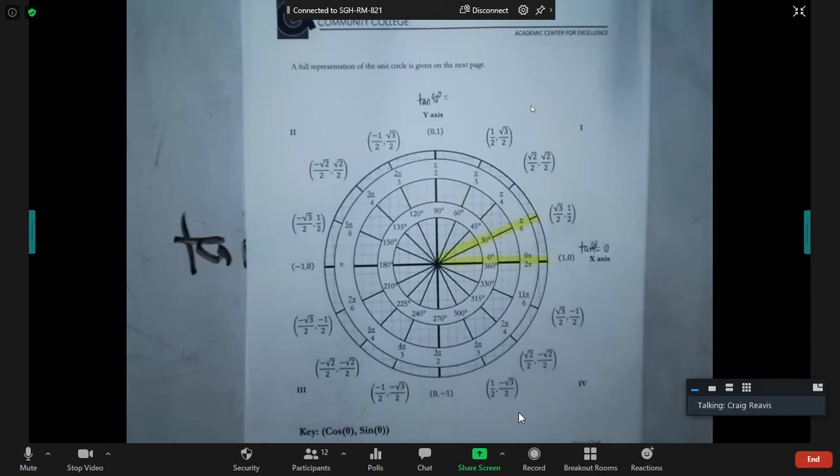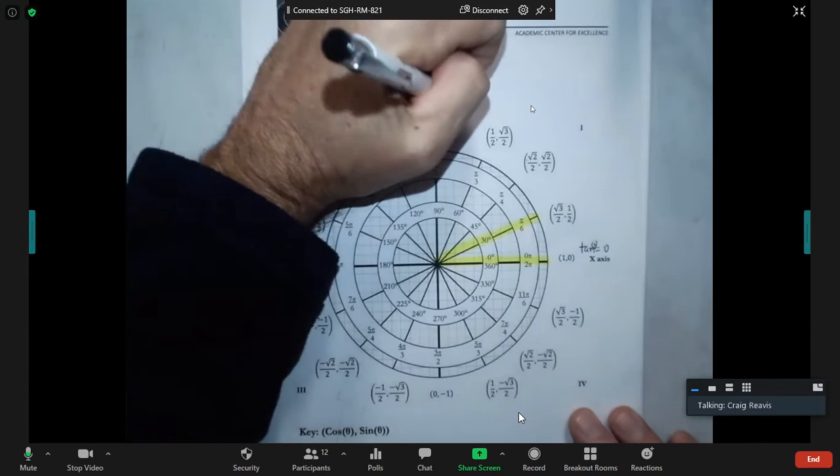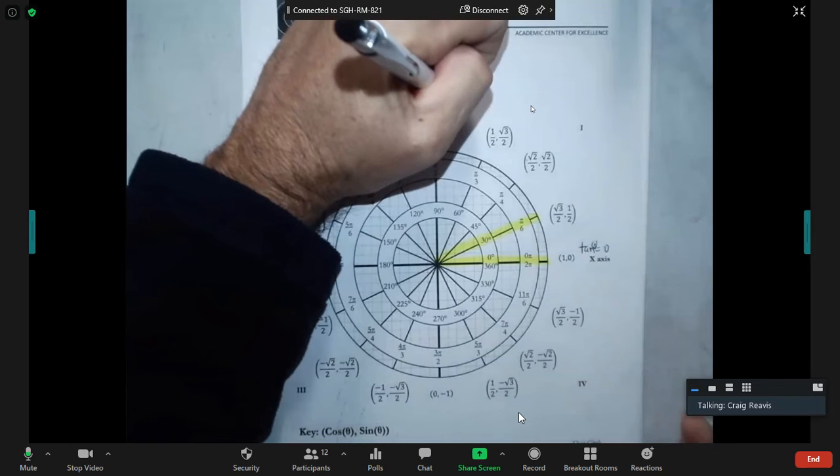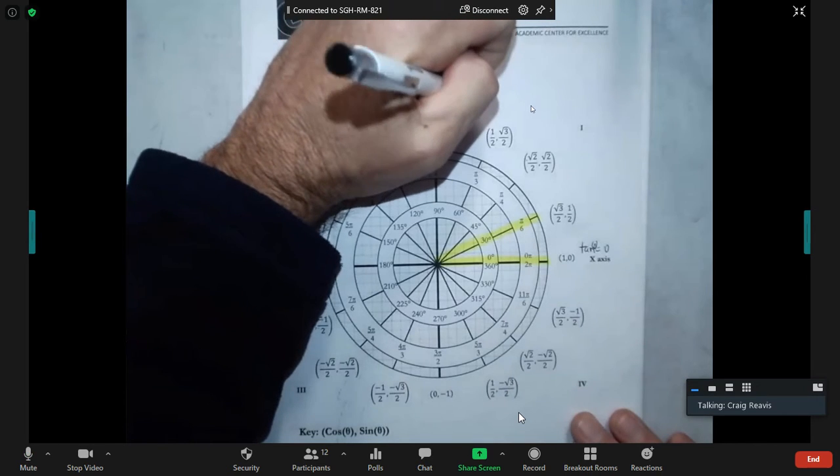Anyone? What happens when we have 0 in the denominator? It's undefined. So what we know is tangent at 90 degrees either does not exist or is undefined.